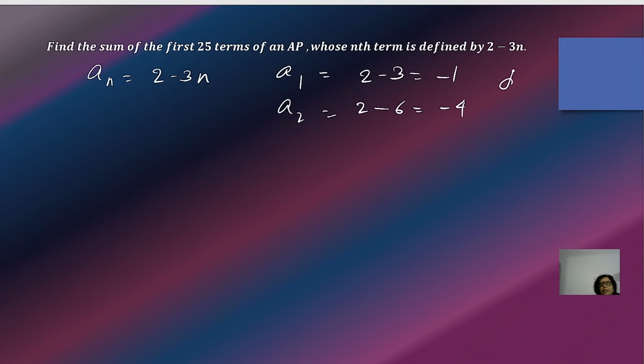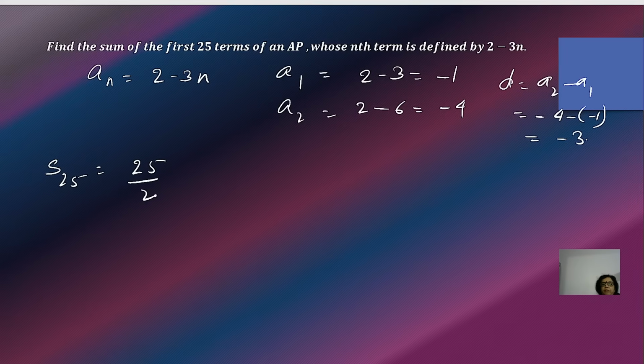So obviously d, which is equal to a2 minus a1, will be equal to minus 4 minus minus 1, that is equal to minus 3. So now we know d, we know a. We can find out the value of the summation of the first 25 terms. So S25 will be 25 by 2, 2 into a, that is minus 1, plus 24 into minus 3.